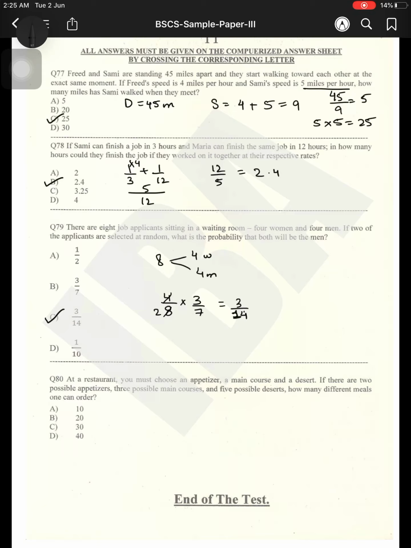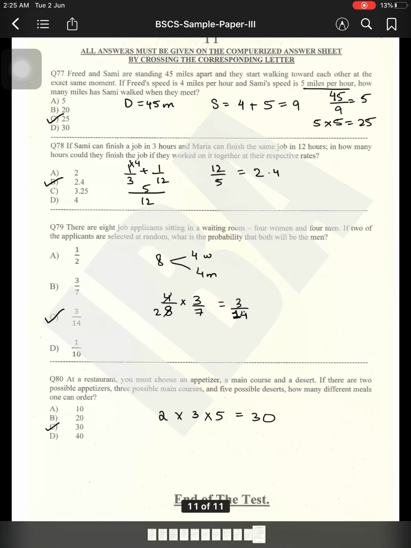In this next question he says that you're at a restaurant and there's an appetizer, a meal, and a dessert. If there are two possible appetizers and three possible main courses and five possible desserts, how many different meals one can order? So 2 multiplied by 3 multiplied by 5. 2 3s are 6, 6 5s are 30. So it's gonna be C.